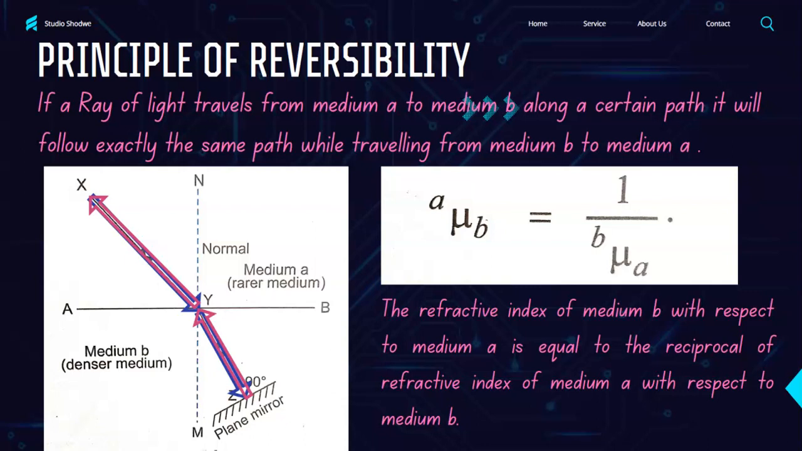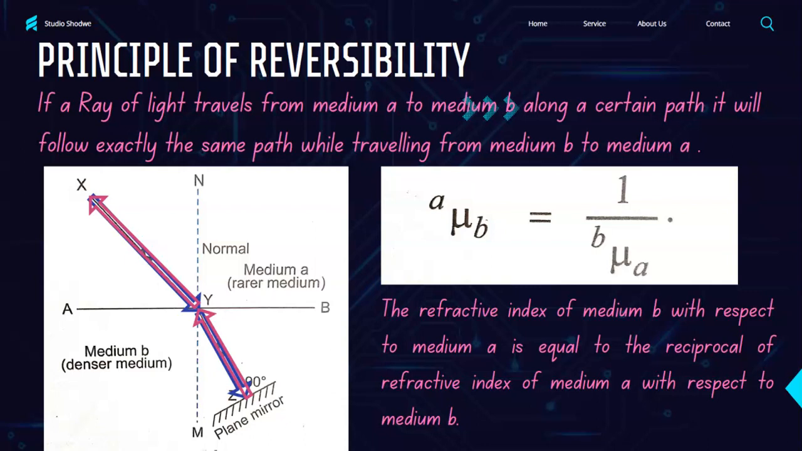But the condition is the plane mirror should be placed at an angle of 90 degrees with the ray of light. So I am reading the statement again. If a ray of light travels from medium A to medium B along a certain path, it will follow exactly the same path while traveling from medium B to medium A. It does not change its path, provided the plane mirror is placed in the second medium exactly at an angle of 90 degrees. This principle is known as principle of reversibility.